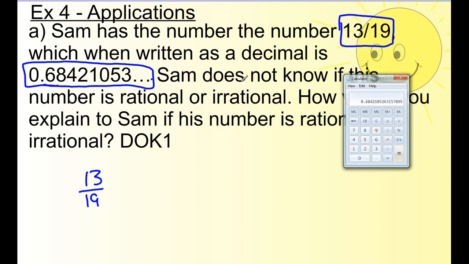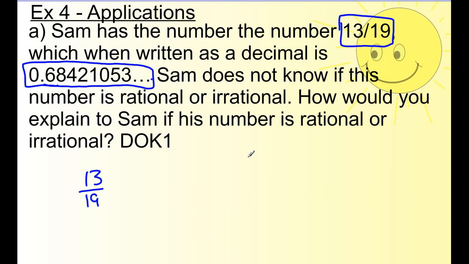See, there's that. I just divided on the calculator. 0.684210526315789.5. But it has to be a rational number because it started out as a fraction. It started out as 13 divided by 19. So this number is rational because it can be written as a fraction.